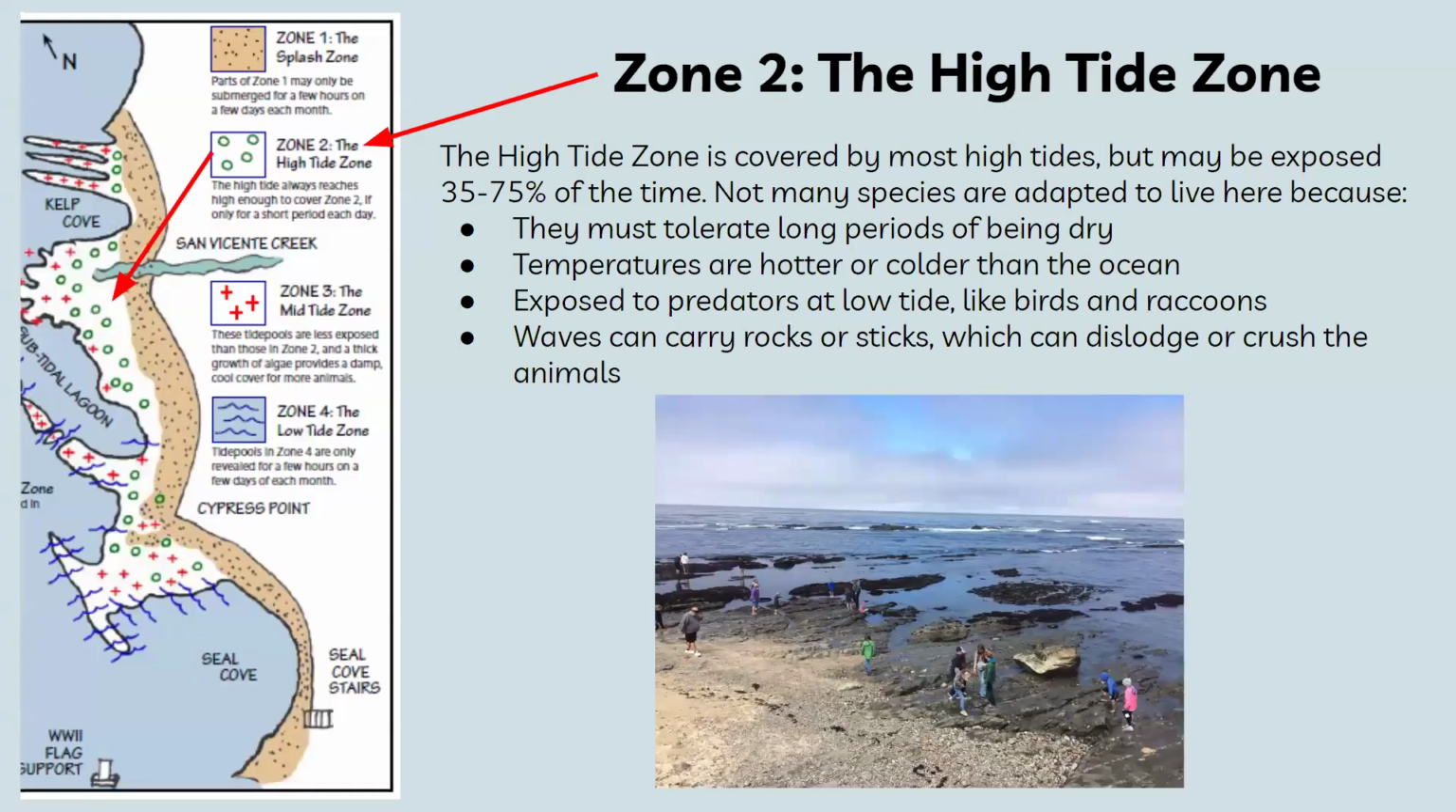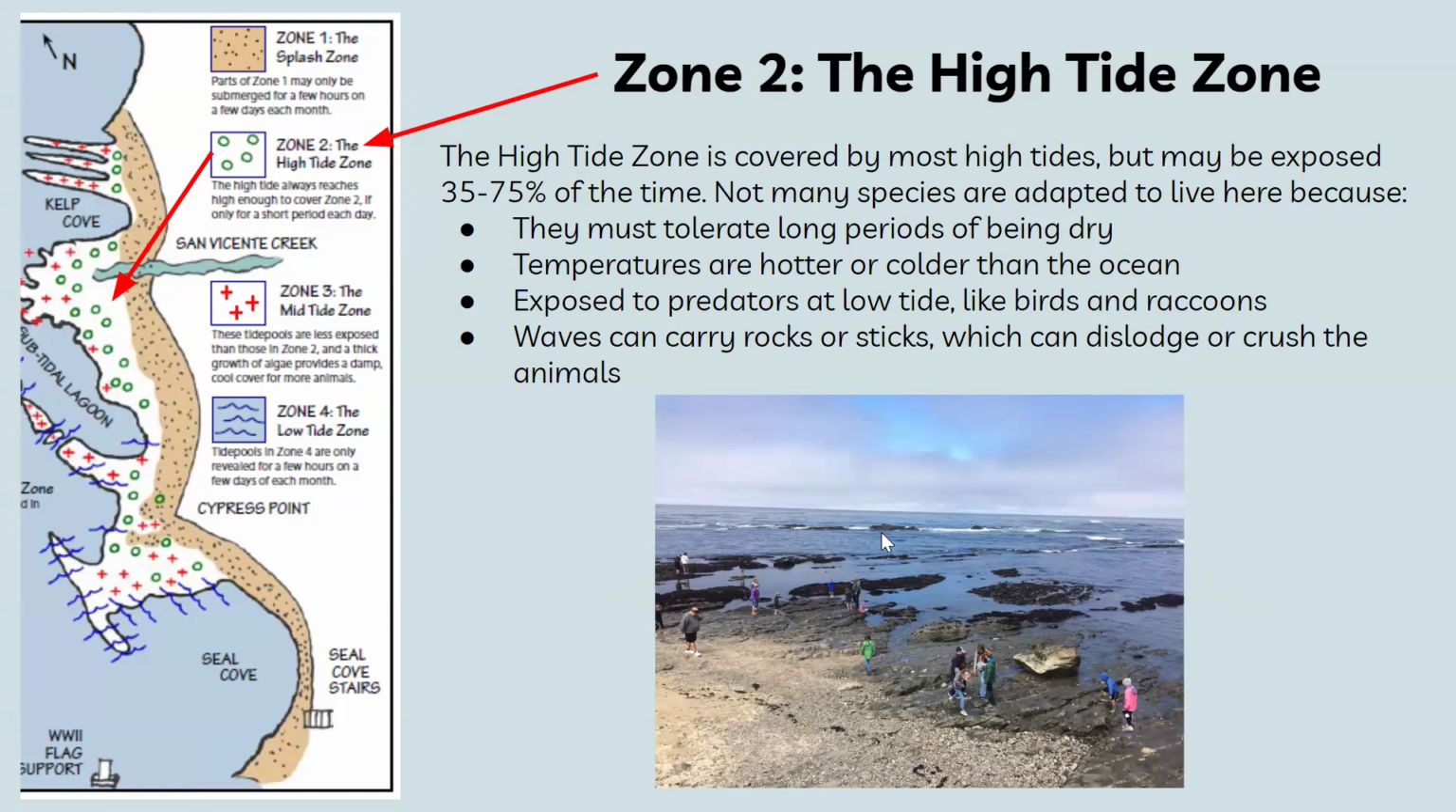Okay, now we are going to move into the next zone, which is the high tide zone. The high tide zone generally is exposed anywhere from 35 to 75% of the time. And you can see this picture down here. These are people who came out tide pooling, but there's not much exposed right now. And this is pretty typical. You can still see some animals in this zone, but you're not going to see much.